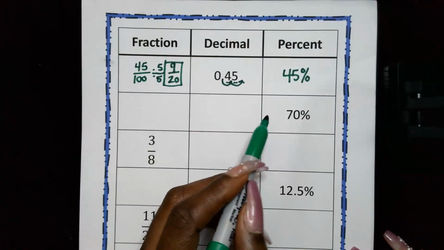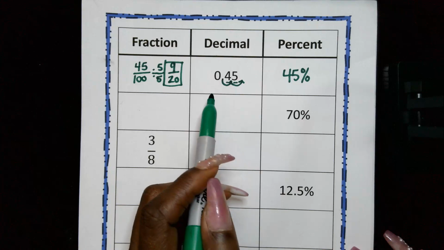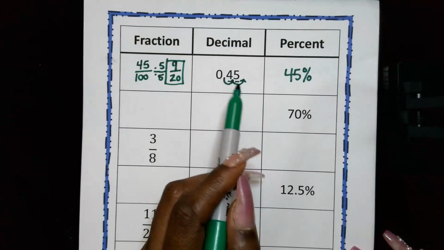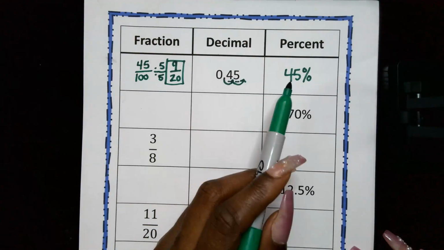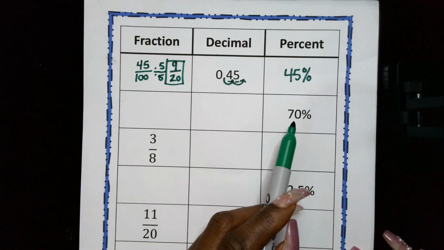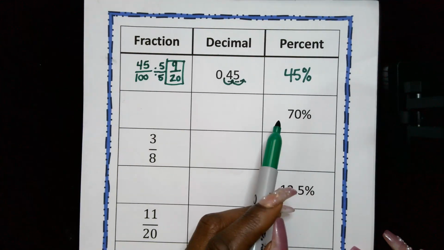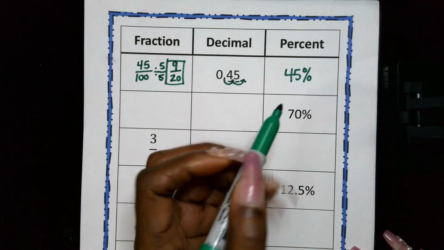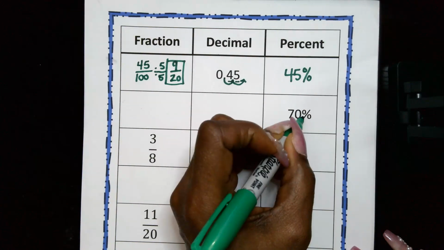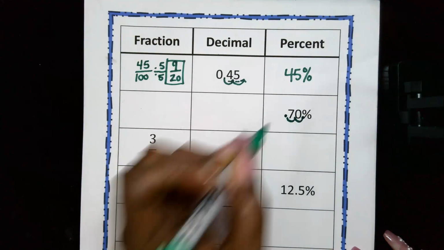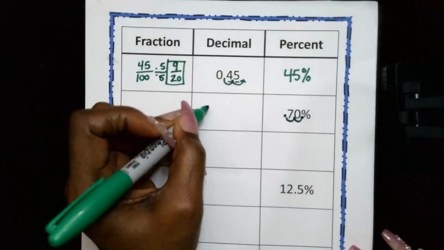Next, let's do the same thing. Now, the same way we went 2 spaces to the right to convert a decimal to a percent, we're going to do the same thing to convert a percent back into a decimal. But this time we go to the left. 1, 2, and there goes my decimal.